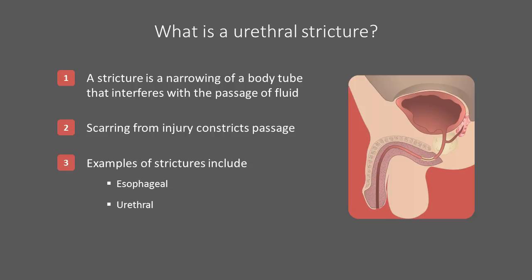Two common examples in the body are strictures of the esophagus or food pipe and the urethra. If a stricture forms in the esophagus, a person would have difficulty moving food into the stomach, while in the urethra, a stricture will limit the passage of urine out of the body.